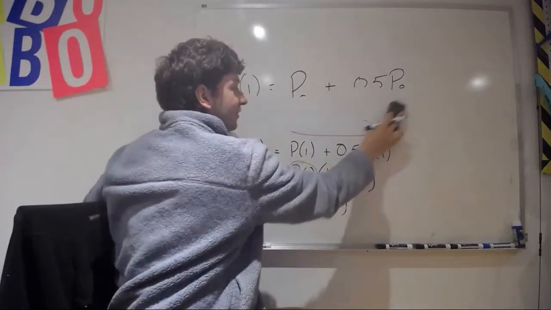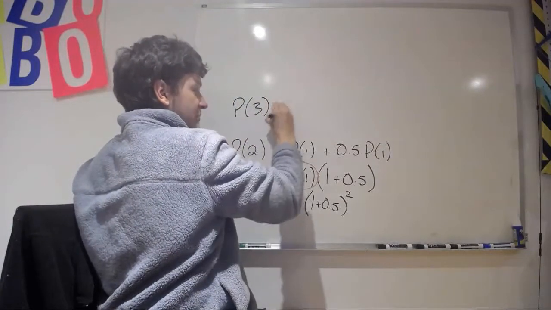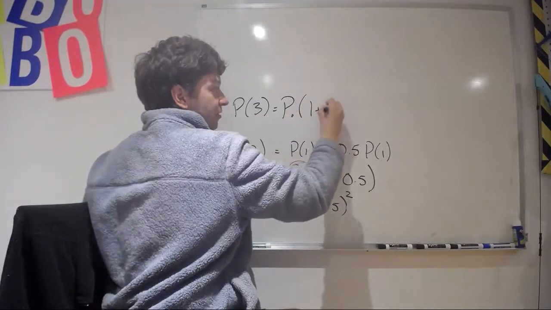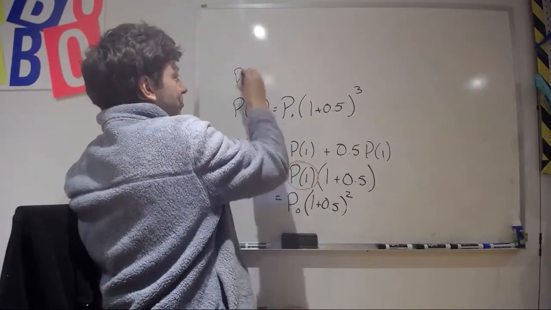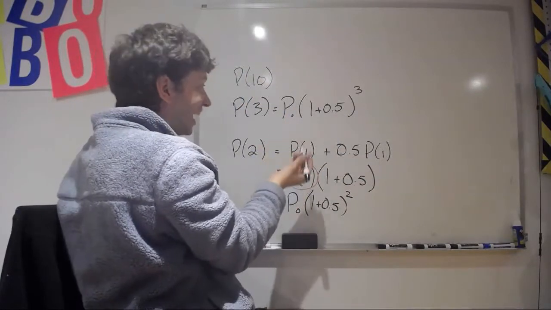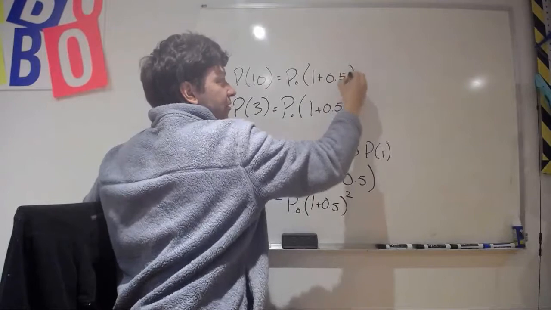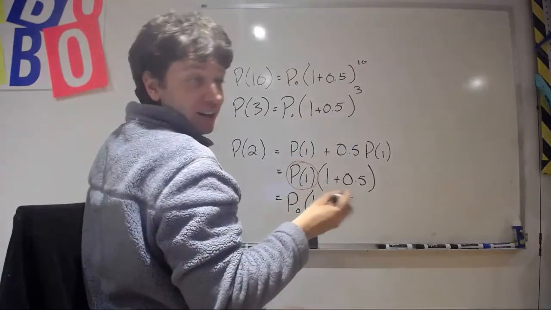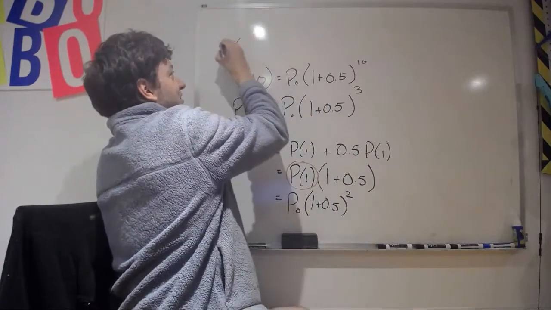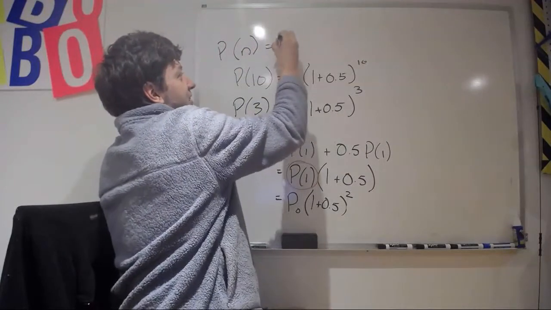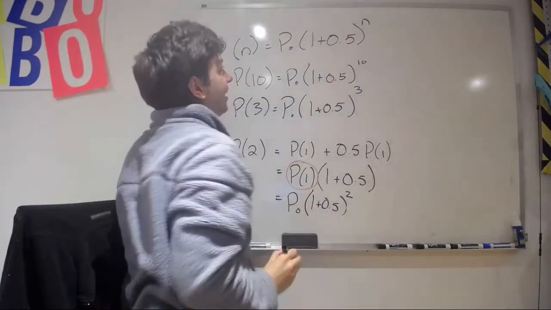And I can follow along the same pattern. P3 is going to be our initial amount times 1 plus 0.5 to the power of 3. I can keep going and say the population of bacteria after 10 days is our initial amount times 1 plus 0.5 to the power of 10. And if you want to know after n number of days, pick any value of n, you can probably see where this pattern is going. P after n days is just our initial amount times 1 plus 0.5 to the power of n.